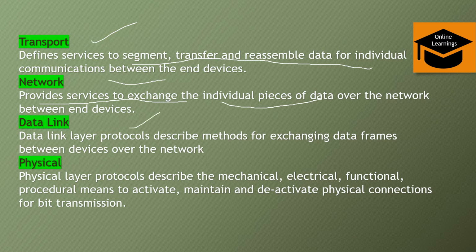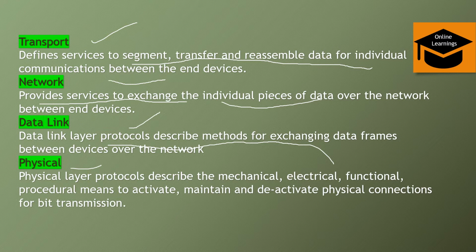Then there is the data link layer. All these layers have the same functionality of transferring data from one end device to another end device, but the way in which they do it is quite different. Data link layer protocols describe methods for exchanging data frames, and as for the physical layer, you know that the main bit transmission takes place with the help of the physical layer.